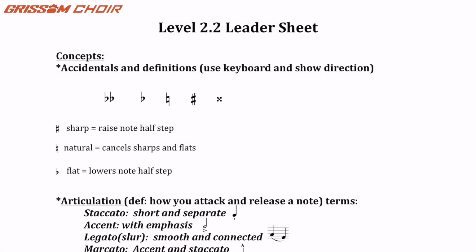Hello, Grissom Choir. This is Level 2.2 Music Theory Review. Our first concept is accidentals and their definitions. But before that, we have to figure out how to draw the piano.